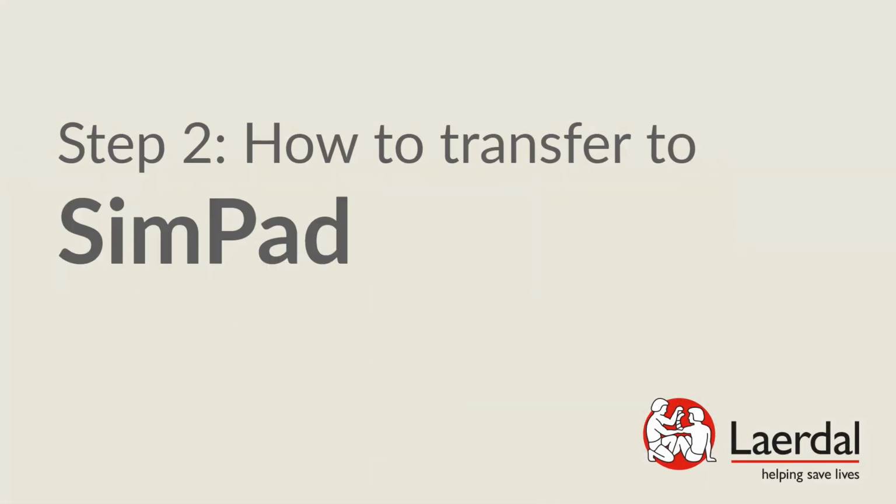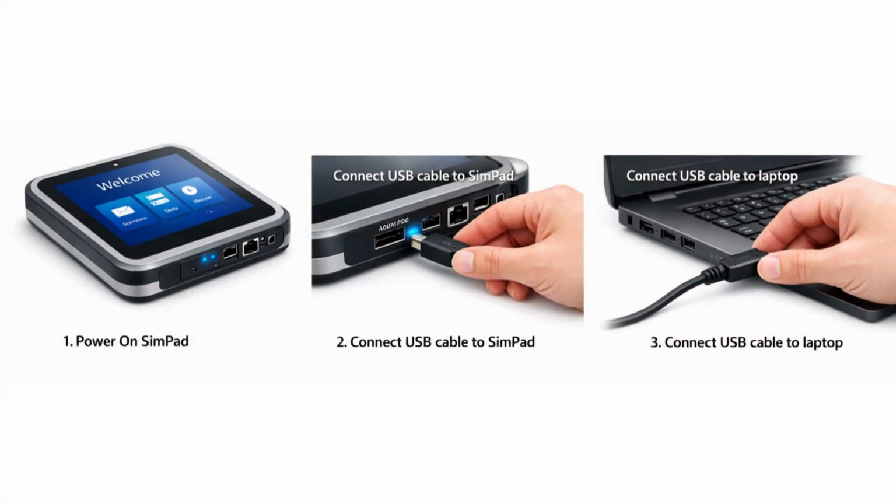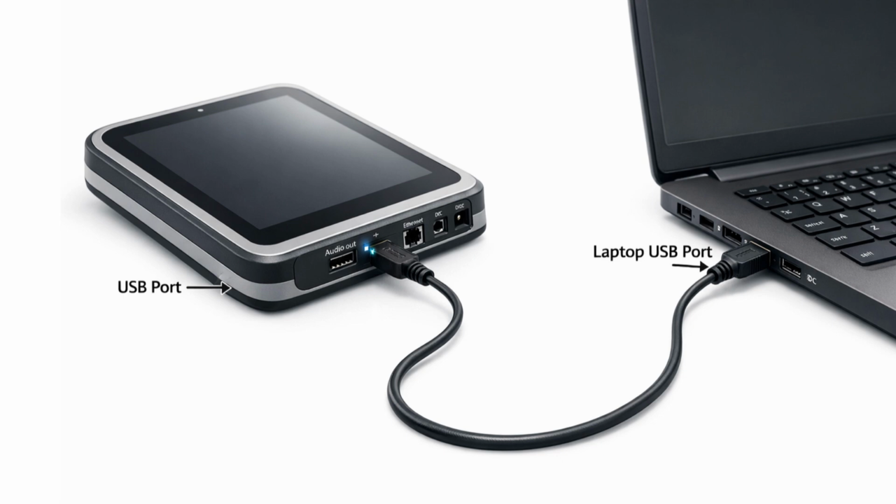Now, let's gently transition and talk about how to bring the downloaded scenario file onto a SimPad device for simulation use. To begin, we'll need the SimPad device nearby, powered on, and connected to the same computer where the scenario file was downloaded, using a USB cable. When the SimPad connects this way, it behaves much like a simple USB thumb drive, allowing us to move files through the computer's file explorer.